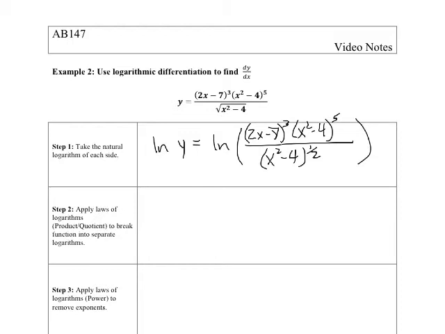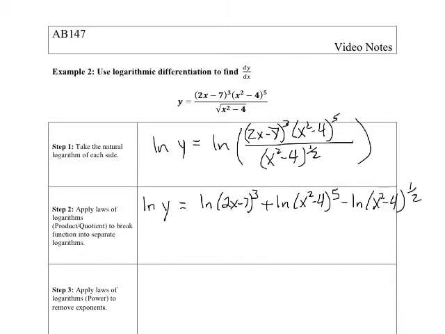Step 2 says apply laws of logarithms, the product and the quotient rule to break it up. So I can break up my right-hand side to be 3 logarithms. We have the logarithm of (2x minus 7) to the third, and we're going to add the logarithm of (x squared minus 4) to the fifth, and then we'll subtract the logarithm of (x squared minus 4) to the 1/2. There we applied our product and quotient rules for logarithms.